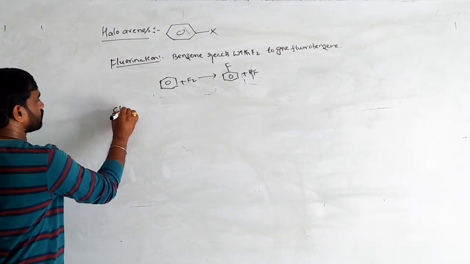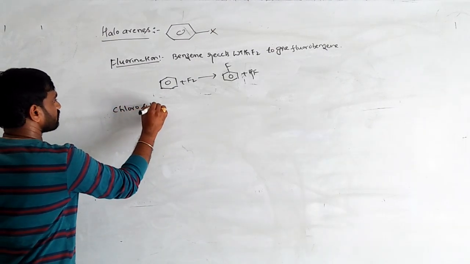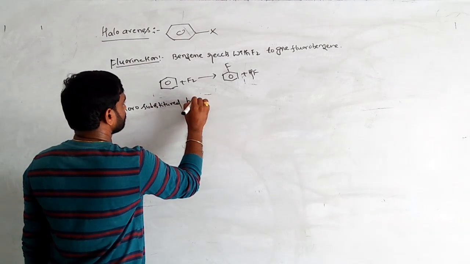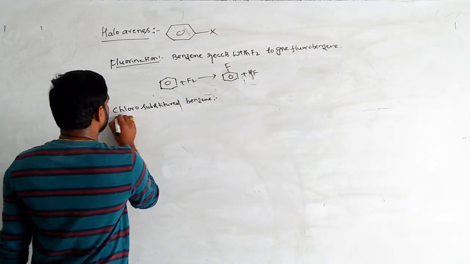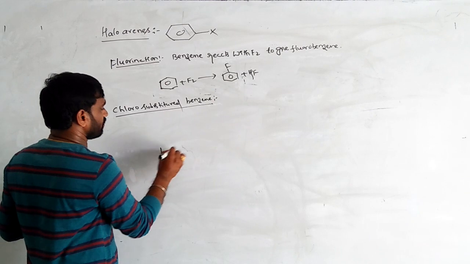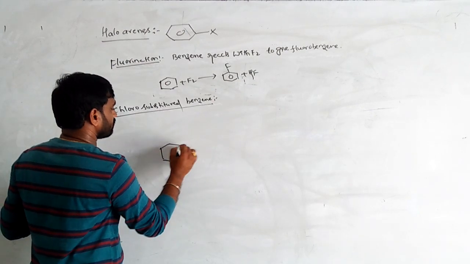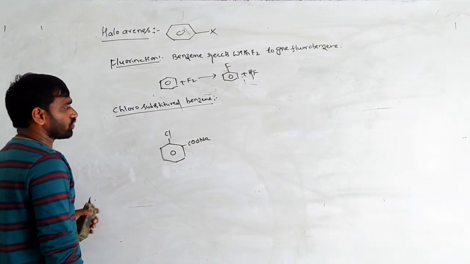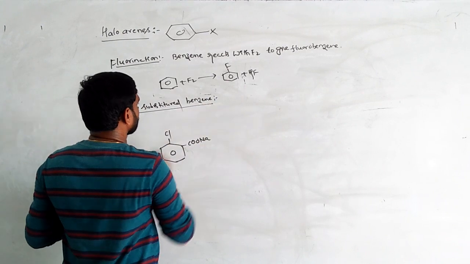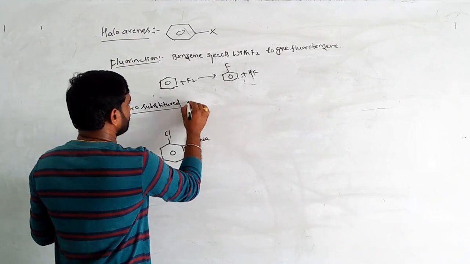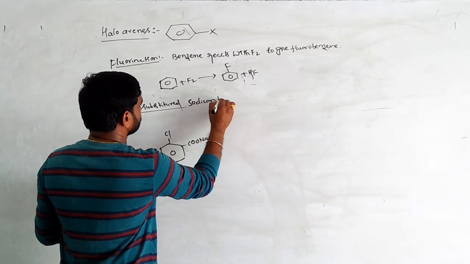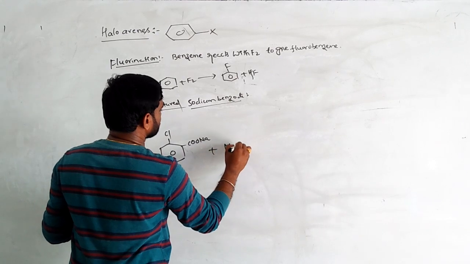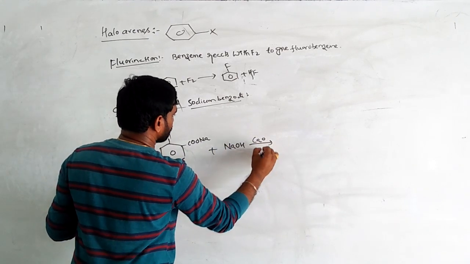Next one, chloro substituted benzene. For example, COONa, sodium benzoate. Chloro substituted sodium benzoate is treated with soda lime. What is soda lime? A mixture of NaOH and CaO. It is known as soda lime.